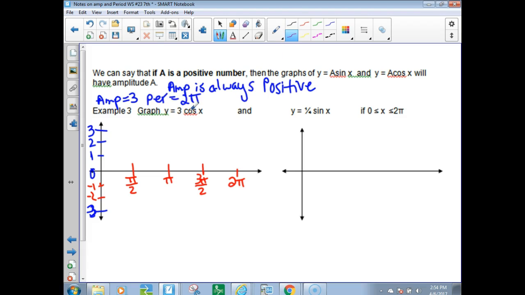So it's a cosine wave. At 0, we need to memorize cosine is 1 normally, but this thing's been multiplied by 3. So it's actually starting off up at 3. The cosine of pi over 2 is 0. 3 times 0 is still 0. At pi, the cosine is negative 1, but we multiplied it by 3, so it's going to be negative 3. And to go back to 0 at 3 pi over 2, and then at 2 pi, the cosine's 1, but we multiplied it by 3, so we're up higher.